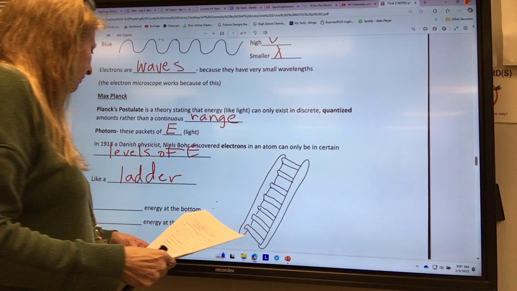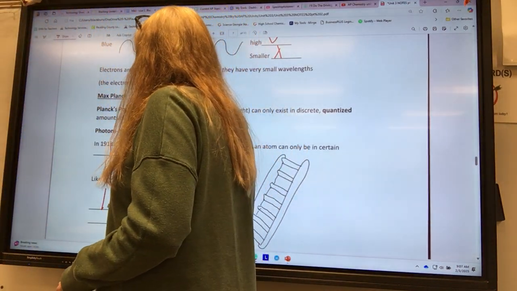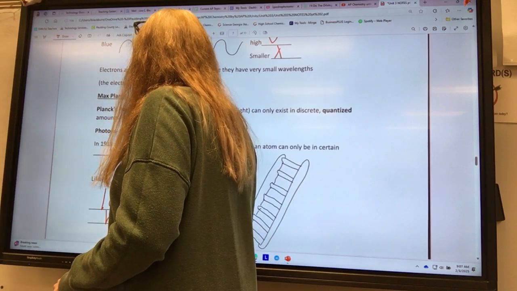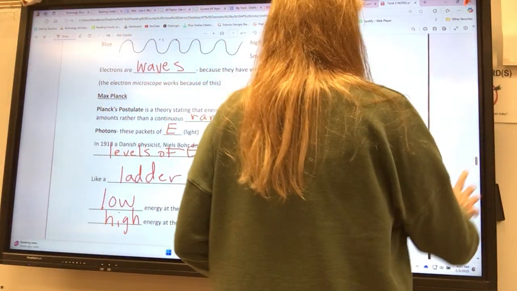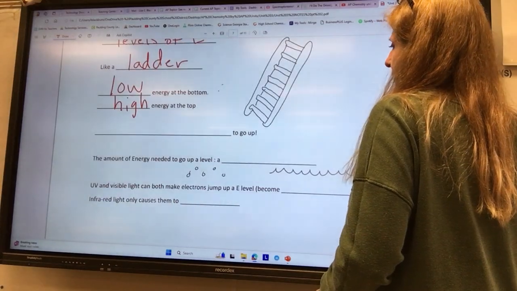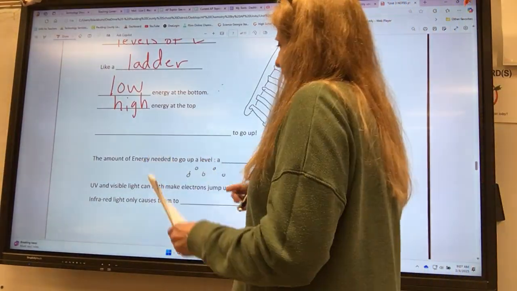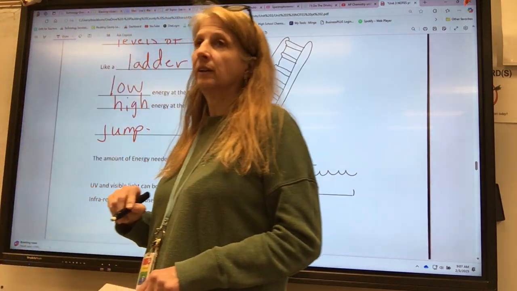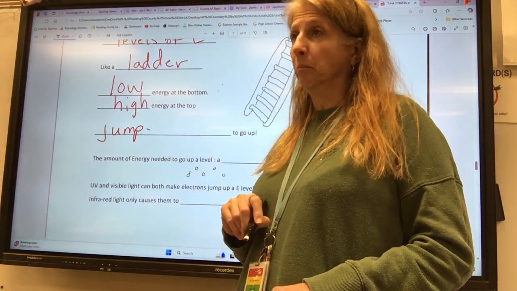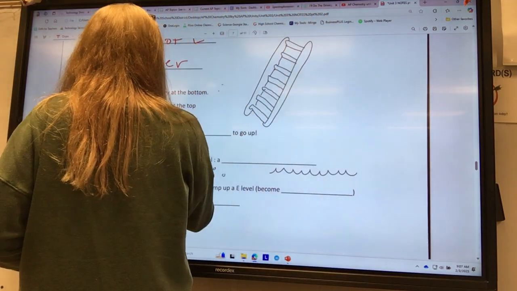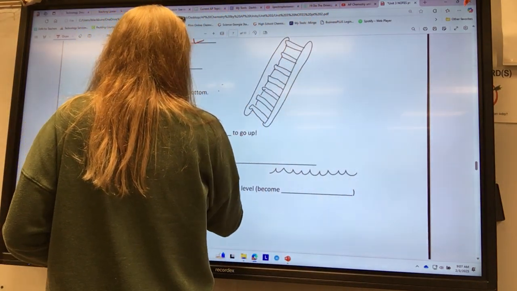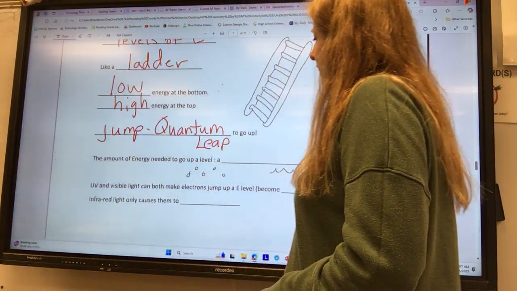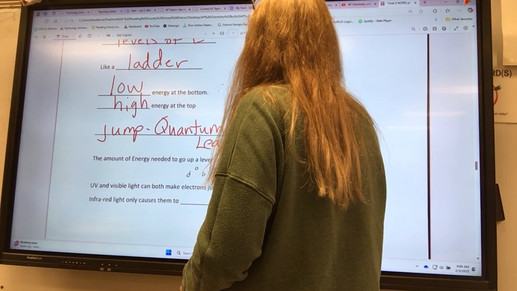And y'all learned about that in honors. These have low energy at the bottom near the nucleus. It's higher energy in the orbitals and energy levels further away from the nucleus. So they have to jump to go up. And what's that jump called? Starts with a Q. Yes, quantum leap. Quantum leap is the jump to go up. The amount of energy needed to go up a level is called a quantum.